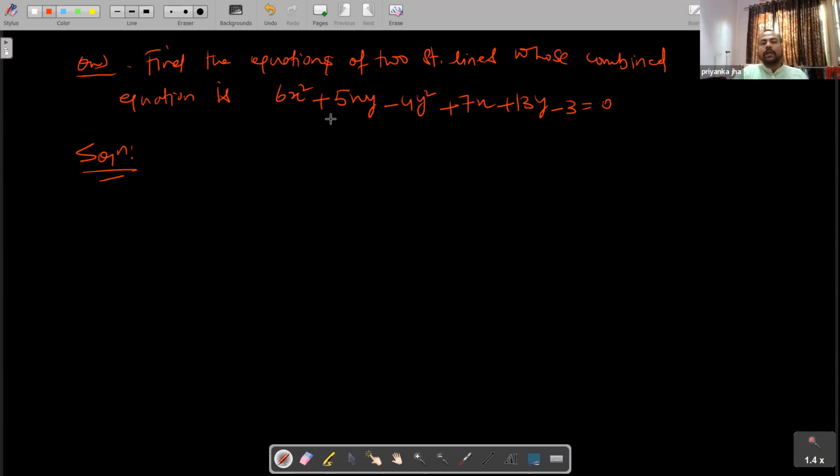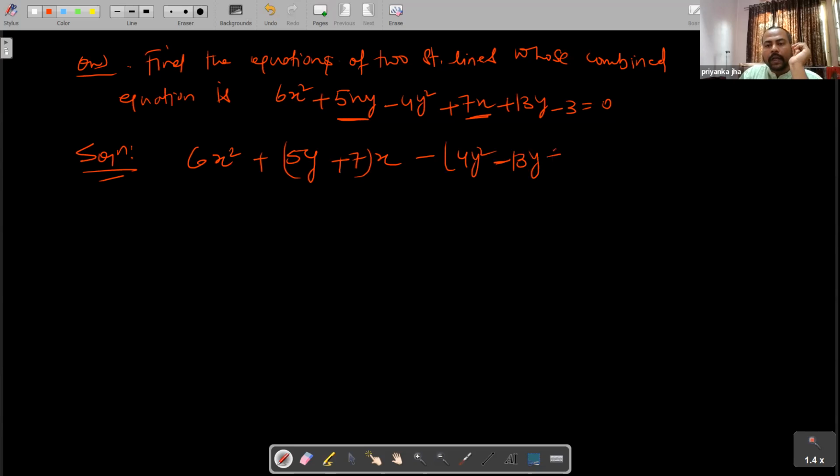See, what we have to do is you just have to make a quadratic either in x or y. Let's make a quadratic in x. You can also make in y. So this is 6x squared, and now from here and here you can take x common. So (5y plus 7) into x, and then keep everything else as constant like this. So this is like ax squared plus bx plus c. So this is quadratic in x.